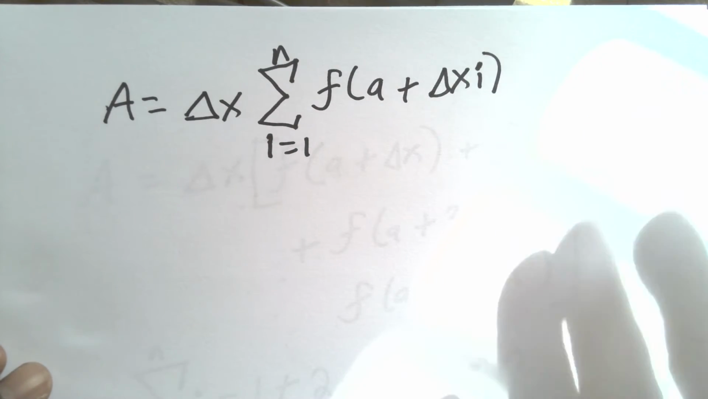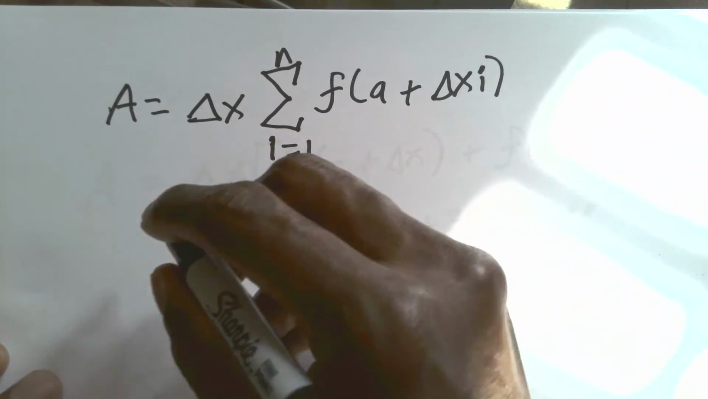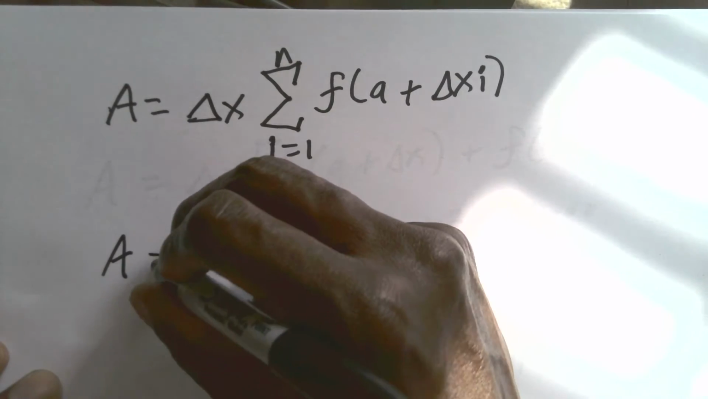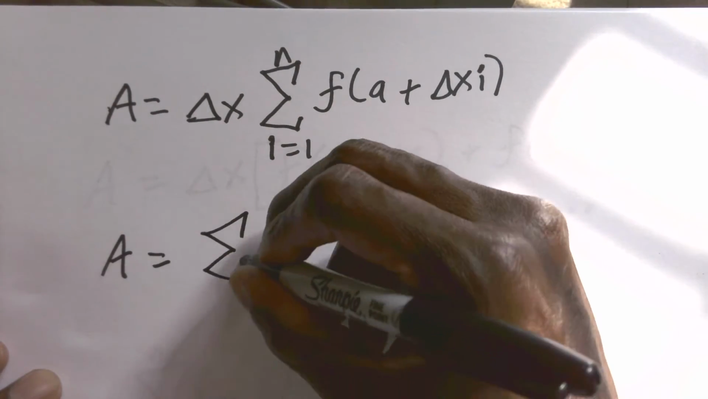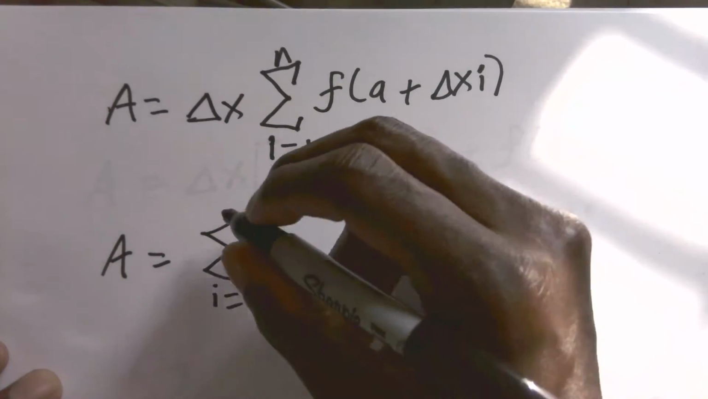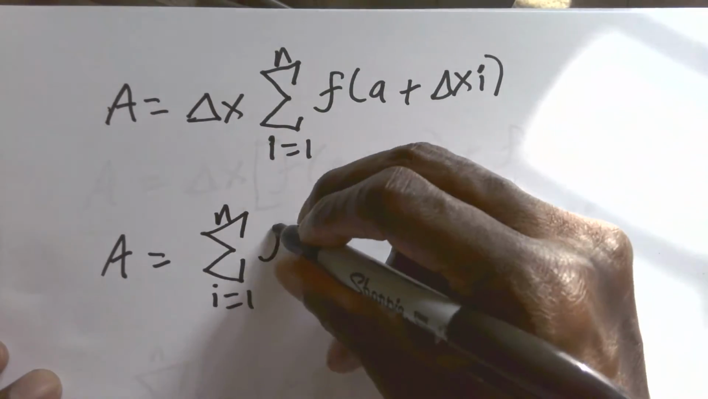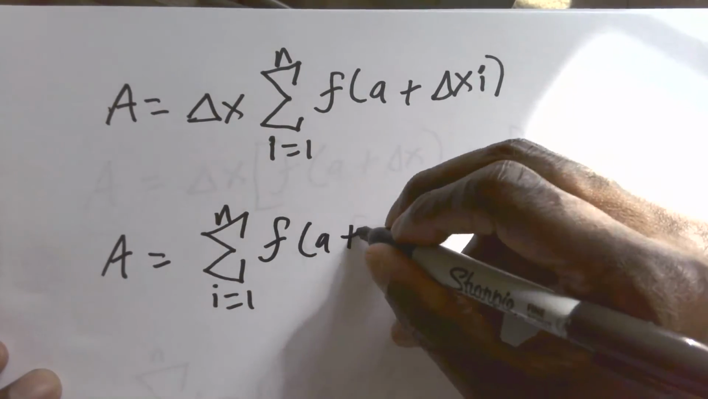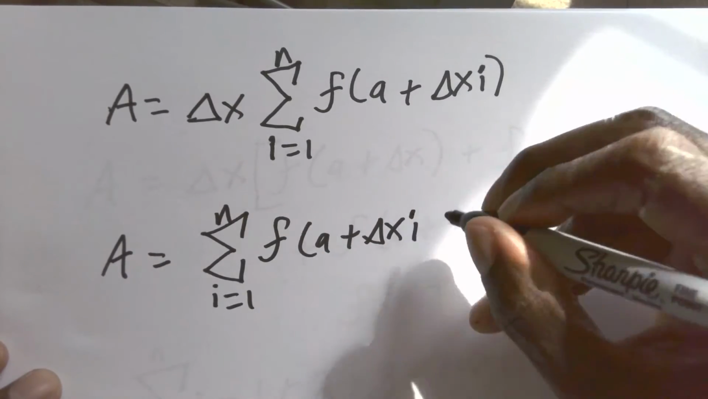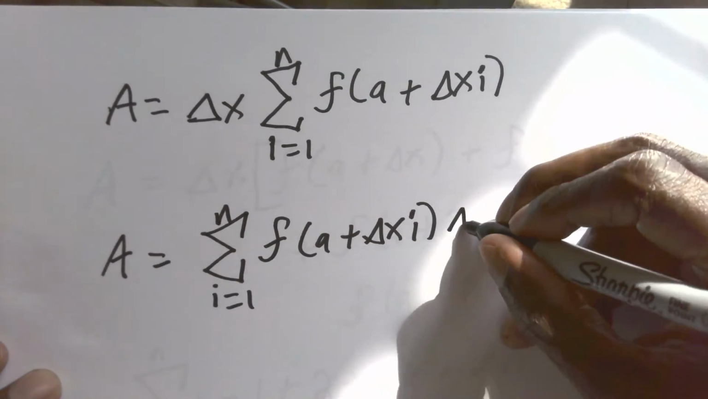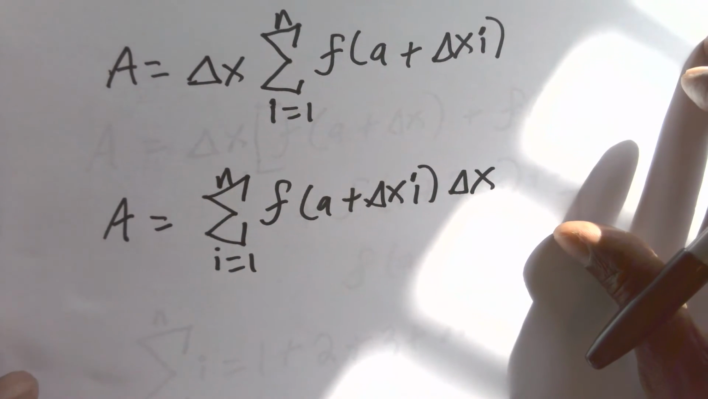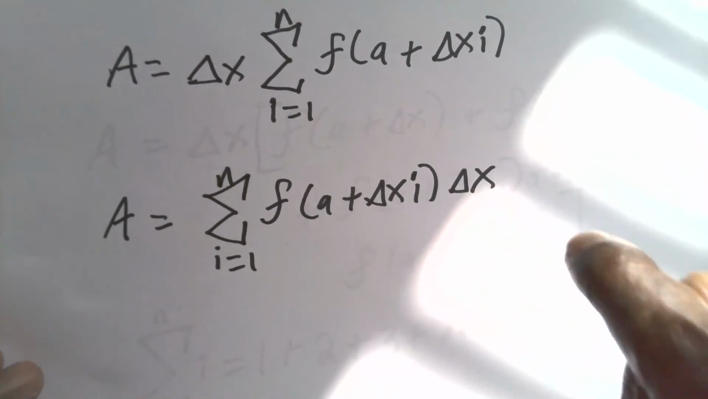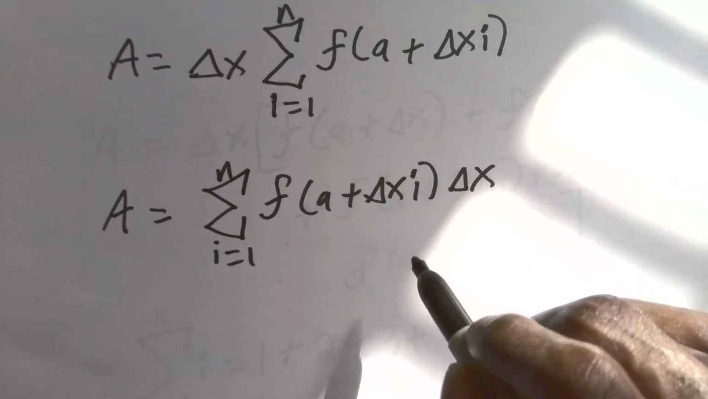Now, what I'm going to do is just move stuff around a little bit. So sigma, i goes from 1 to n of f of a plus delta x i times delta x. So that's the actual formula to find a right Riemann sum.